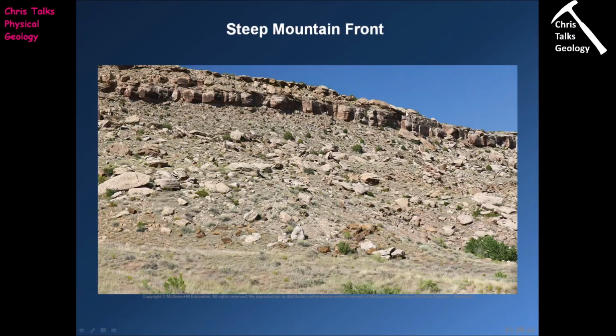So if we look at this picture here, we can see a sediment that's forming in a steep mountain front environment. So what can we see when we look at this sediment? Well, obviously we can see the solid rock up here, which is eroding. So that's the sediment source, and we can see the sediment which is forming from the erosion of this layer of rock.